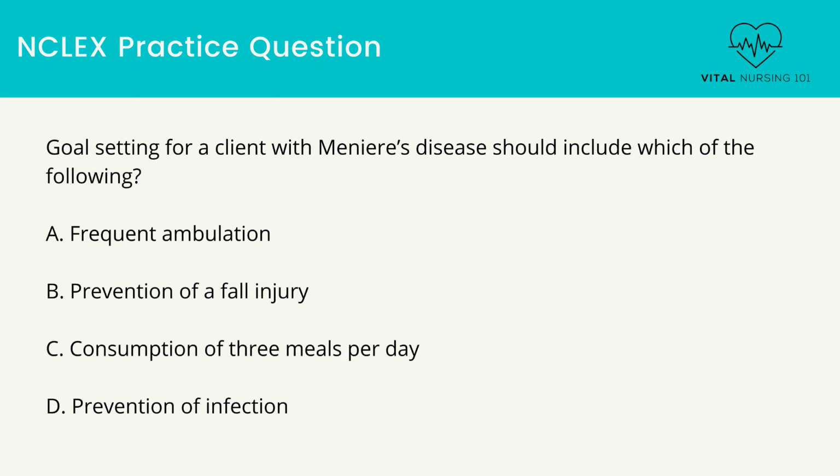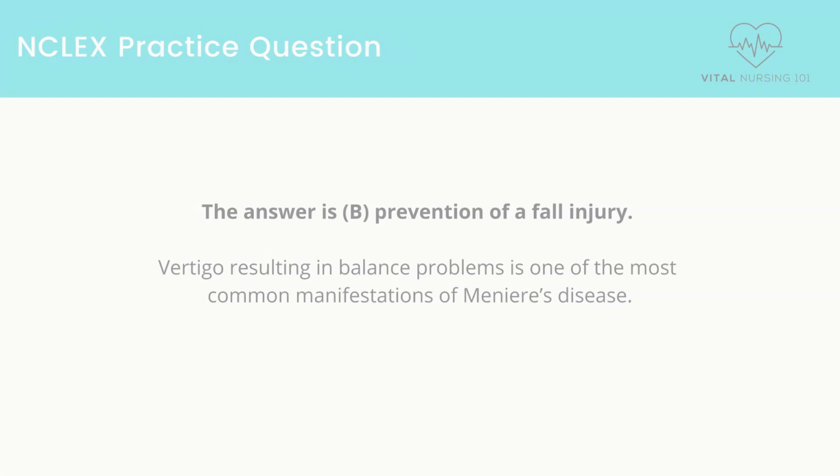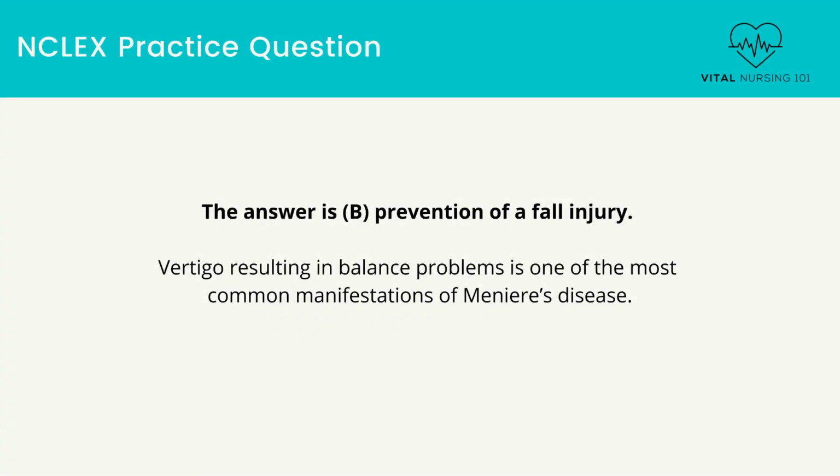Goal setting for a client with Meniere's disease should include which of the following? Frequent ambulation, prevention of a fall injury, consumption of 3 meals per day, prevention of infection. The answer is prevention of a fall injury. Vertigo resulting in balance problems is one of the most common manifestations of Meniere's disease.